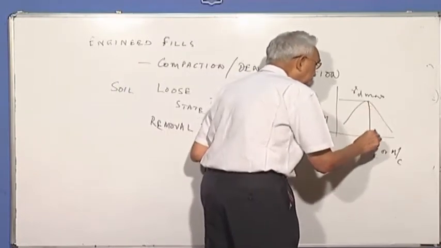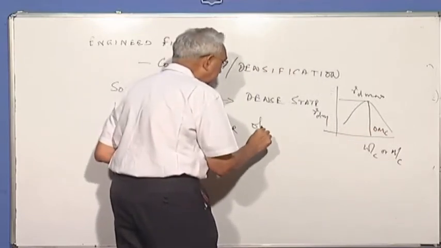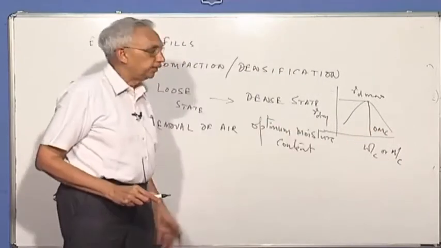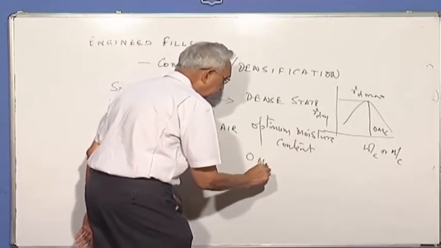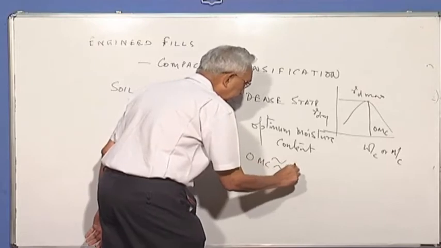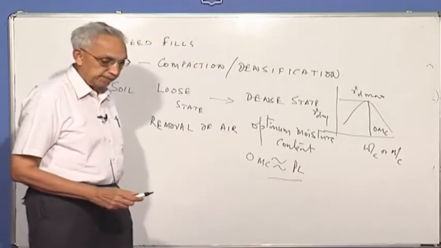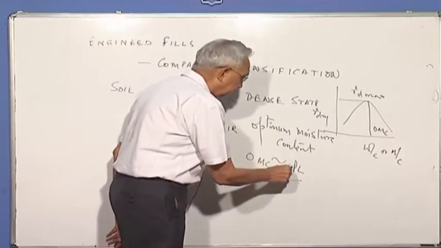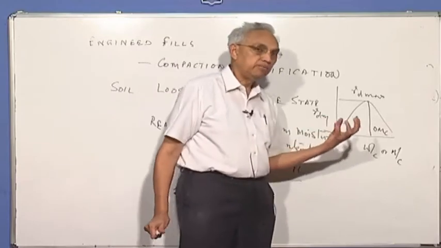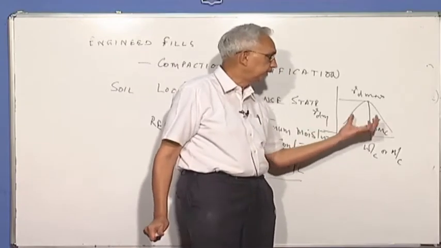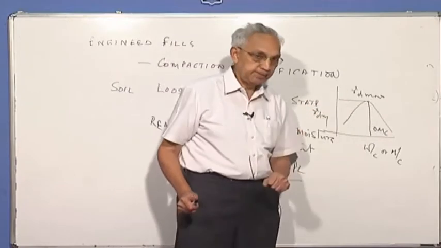That corresponds to what is called OMC, which is optimum moisture content, and that is somewhere near plastic limit. OMC is approximately equal to plastic limit, but not necessarily true. Could be a little less than that, approximately equal to or less than plastic limit. You get an idea. If the amount of water we add is close to OMC and we use a certain compactive energy, we get the best density.